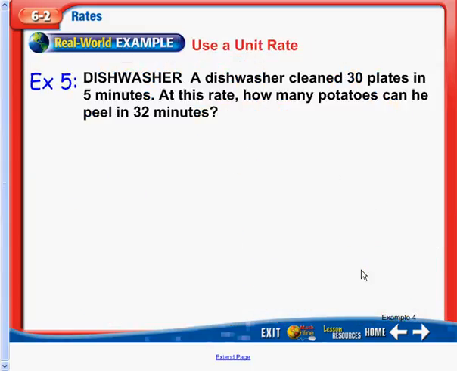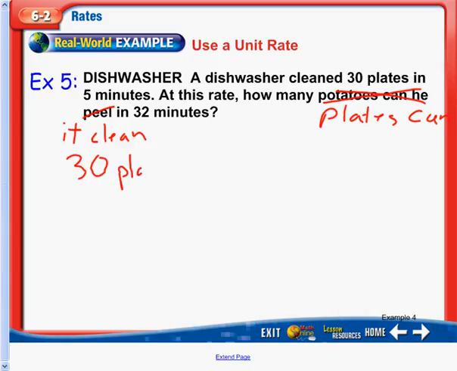Our last example here is a dishwasher. A dishwasher cleaned 30 plates in 5 minutes. At this rate, how many potatoes can he peel in 32 minutes? Okay, I think that's meant to say how many plates can it clean in 32 minutes? So, we are going to compare 30 plates to 5 minutes because we want to find the unit rate for minutes, so then we can multiply that by 32.